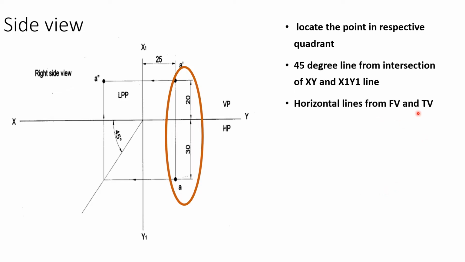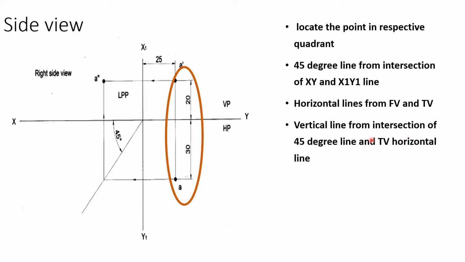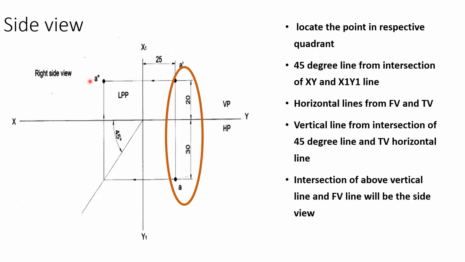Then draw horizontal lines from the front view and top view, that is a line from here to here, and a line from here to here. Next there will be a vertical line from the intersection. When we draw a horizontal line from the top view, this line is going to intersect with this 45-degree line. From that intersection, drop a vertical line towards the front view. These two lines are going to intersect at some point. That intersection will be the side view of the respective point.